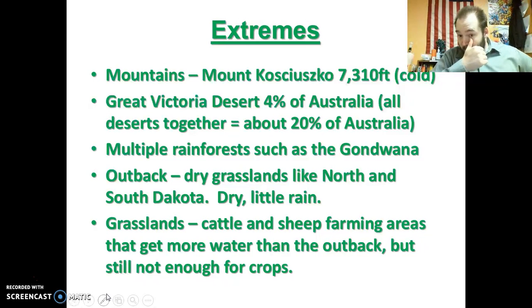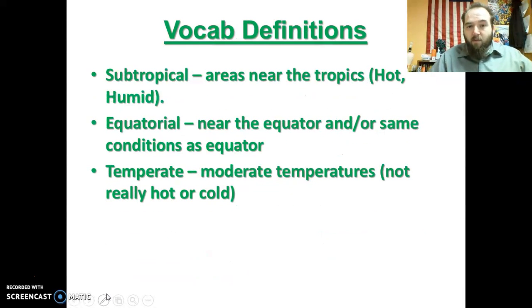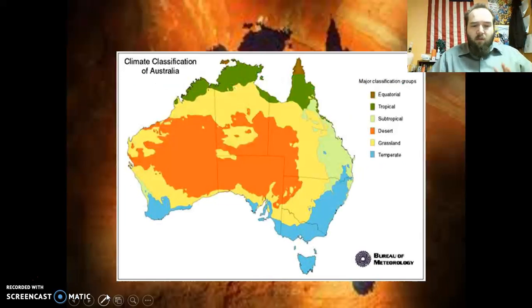You've got multiple rainforests. The Gondwana is one of the big famous ones. You've got the Outback, which is your grass dryland. If you've ever been to North or South Dakota, that's kind of what the Outback looks like. It's dry, not a whole lot of rain. There are a lot of animals and plants if you know what you're looking for. Grassland is great for cattle and sheep farming, but not really for a whole lot of farming of plants. We're not worried about vocab.